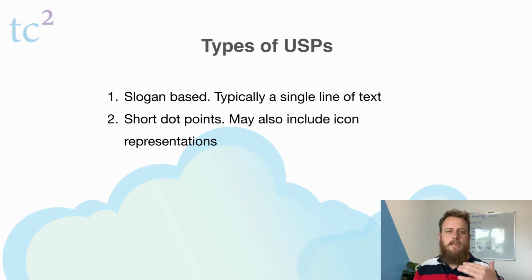The next one is a slightly longer USP, which is a series of basically short, sharp points, which may address a number of customer problems or a number of the solutions that your product or your business solves. And you may also have a pictorial representation of this. And this is quite common in e-commerce for people to do this. Once again, though, it's short and sharp and it's very easy to digest.